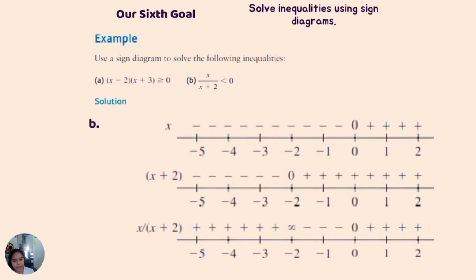The rules for dividing negative numbers are the same as those for multiplying. So the diagram is completed in the same way as before. The only exception occurs at x equal to negative 2, because we cannot divide by 0. This is indicated on the diagram by putting the symbol of infinity at this position on the line. The diagram shows that the inequality x over x plus 2 less than 0 is satisfied when x is greater than negative 2 and x is less than 0.